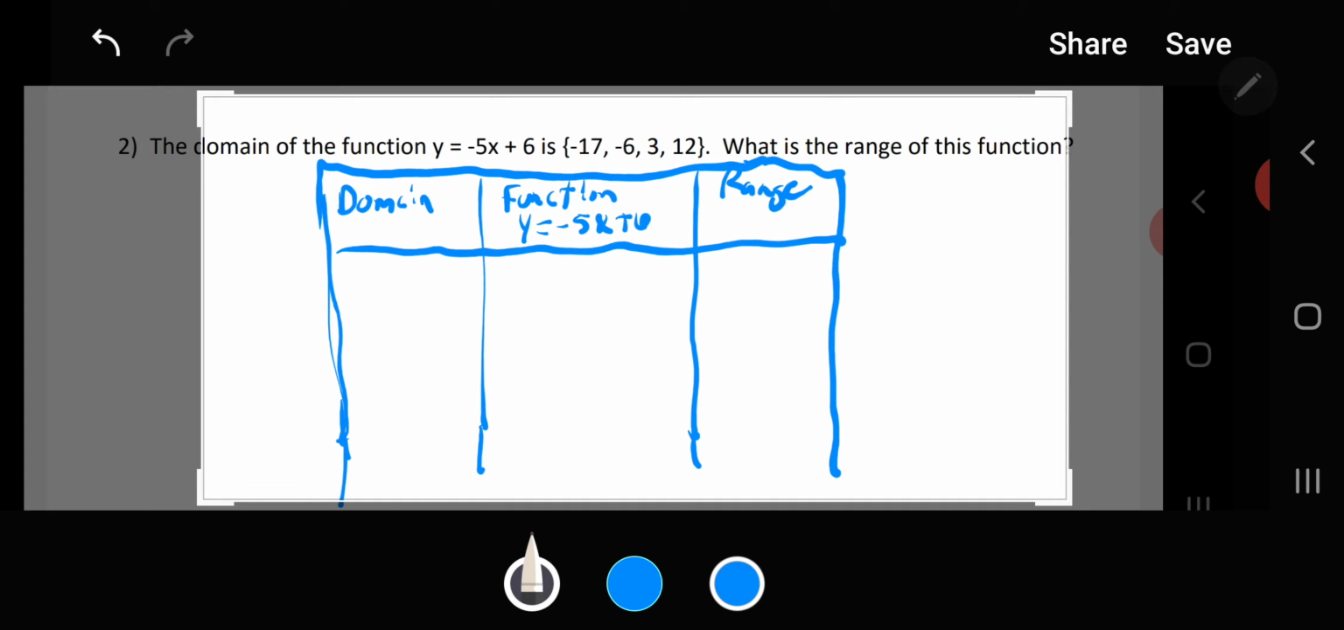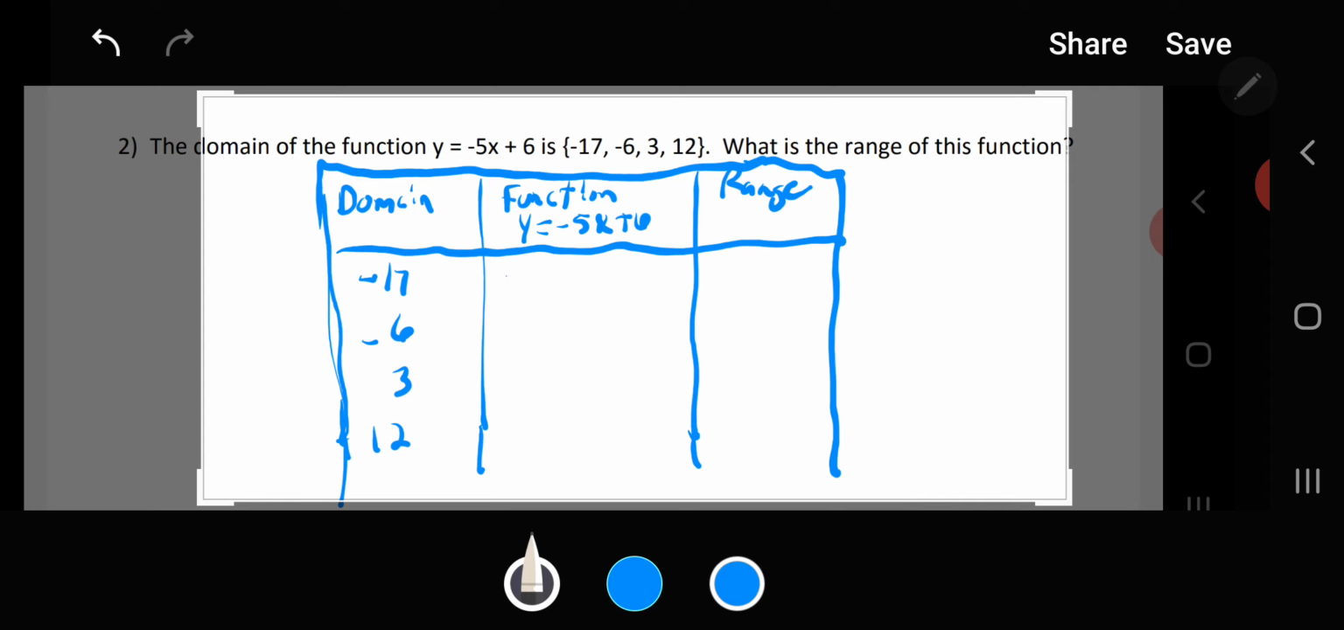Looking at this, once again, it gives me my domain members, my input, or my independent variable. When we use the word input, it's because we're going to input this into the x value. So we got negative 17, negative 6, 3, and 12.